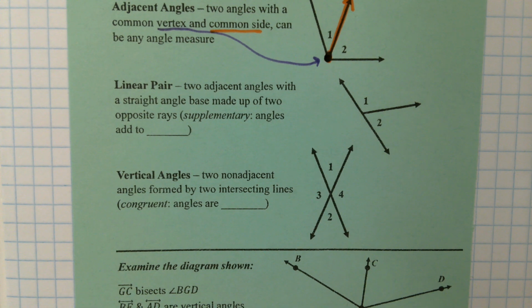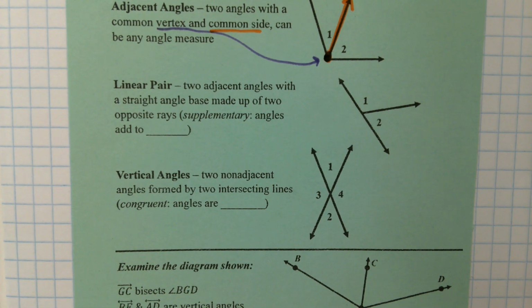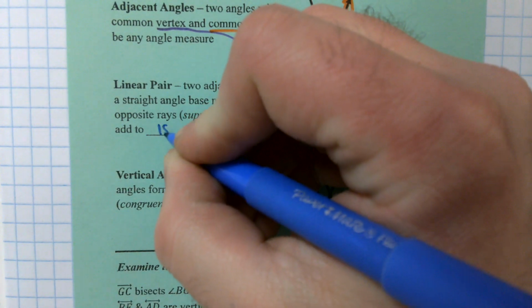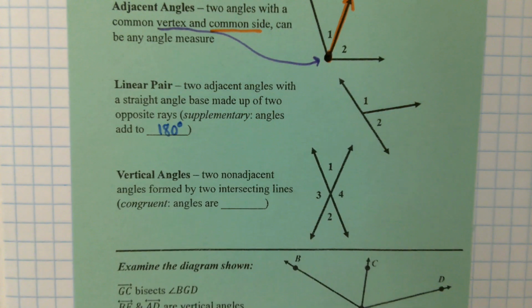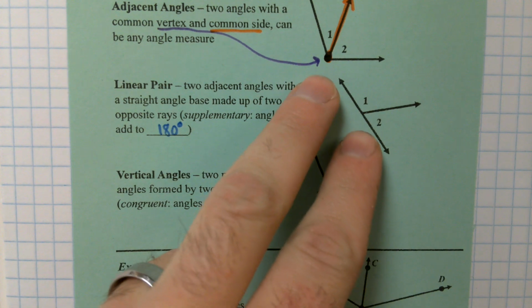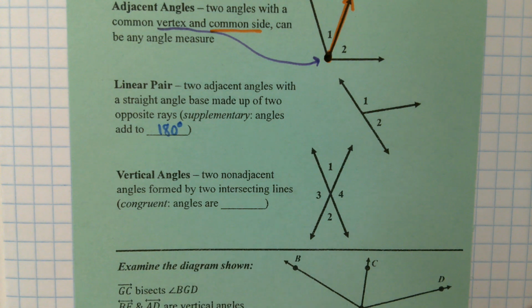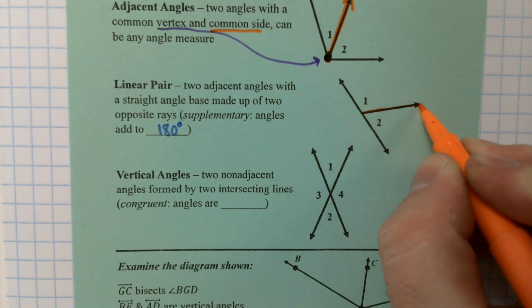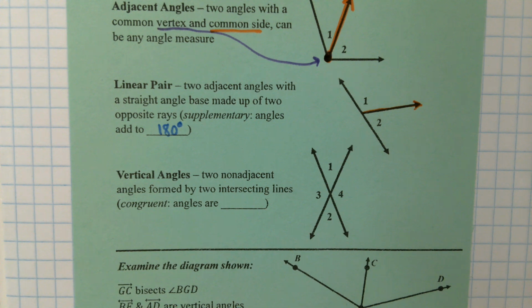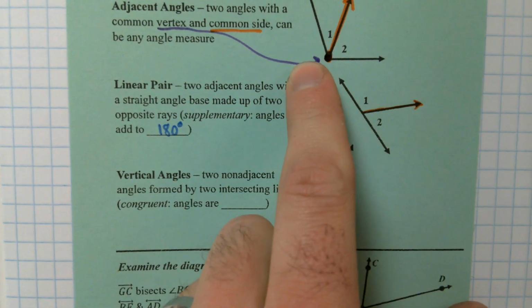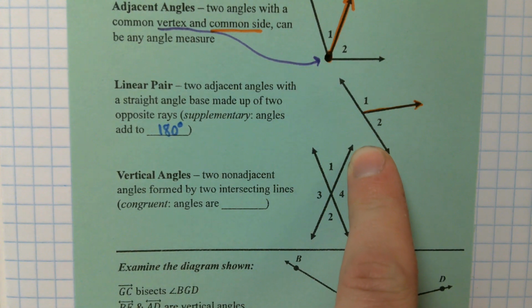Yep. And then it says supplementary angles that add to what again? 180. Everybody, what do supplementary angles add to? 180. So linear pair is just another word for supplementary angles. Angles 1 and 2 in this diagram are definitely adjacent angles. They have that common side splitting them up. But the base of a linear pair is a straight angle.